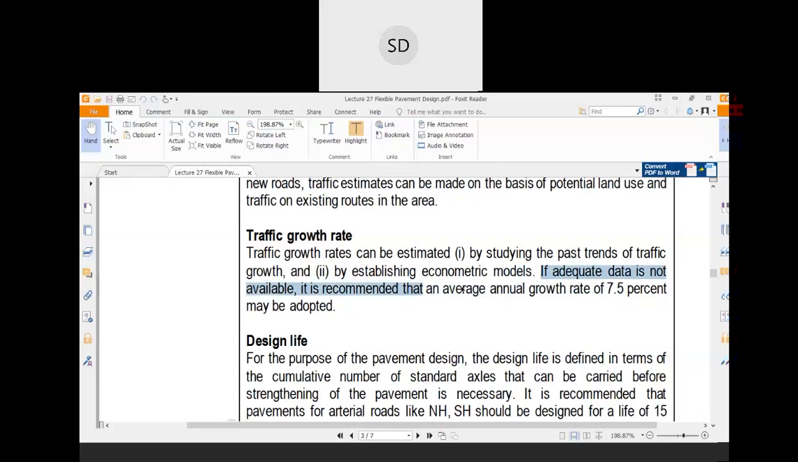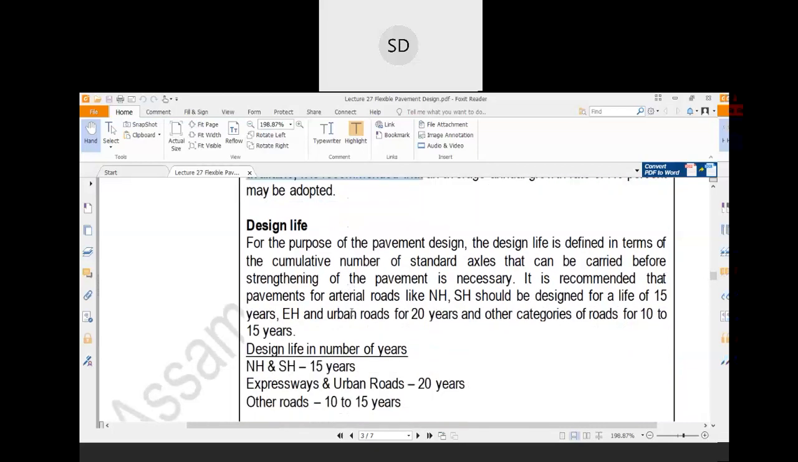Now, if adequate data is not available, it is recommended that an average annual growth rate of 7.5% may be adopted. Now, the next thing is very important: design life. That is, for how many years you have to consider the design life of your pavement.